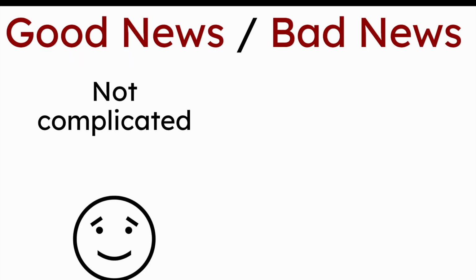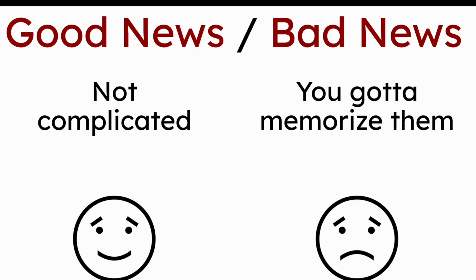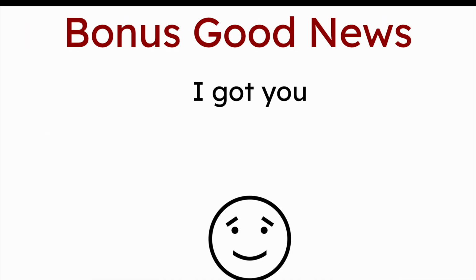Okay, there's some good news and bad news. The good news is that this stuff is not really complicated. I'm going to go through it pretty fast. It's pretty straightforward math here. The bad news is that you do have to memorize them, though. And there's four of them, and you can maybe forget which is which. But the bonus good news is that I will tell you a foolproof, fail-safe way to remember which is which. So, you know, you're welcome for that.